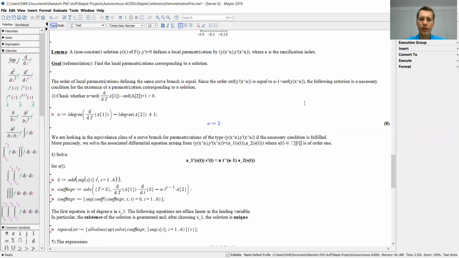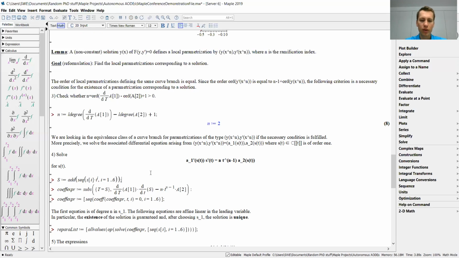Now we solve an associated differential equation coming from this parametrization, because if you compute a local parametrization, usually you do not compute directly this solution parametrization. You have another element in this equivalence class. And now we want to compute this solution parametrization.